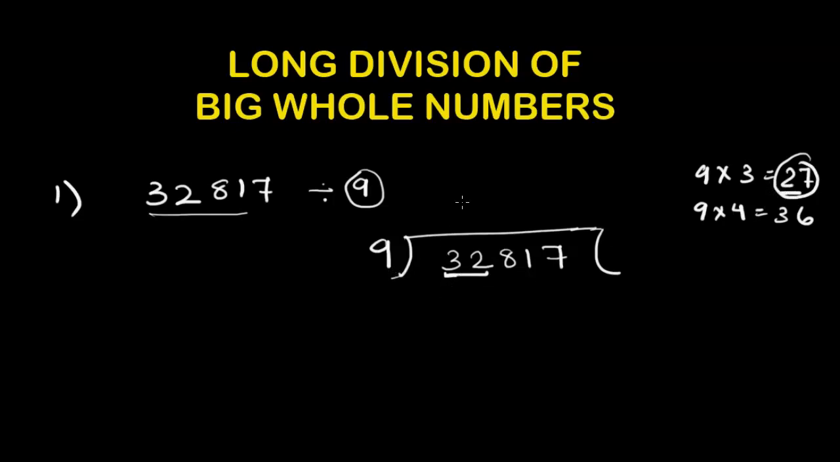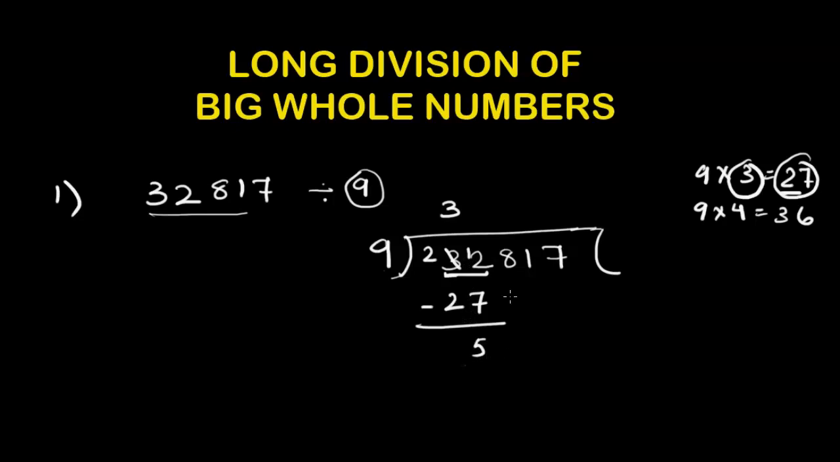So 9 at what place? The 3 goes here. That's this number. 9 times 3 is 27, and then we subtract both of these numbers. We would do regrouping because we have to take away 7 from a 2. So it's 12 minus 7, which is 5. 2 minus 2 is 0. So we're just left with 5 as a remainder for now in this particular case.